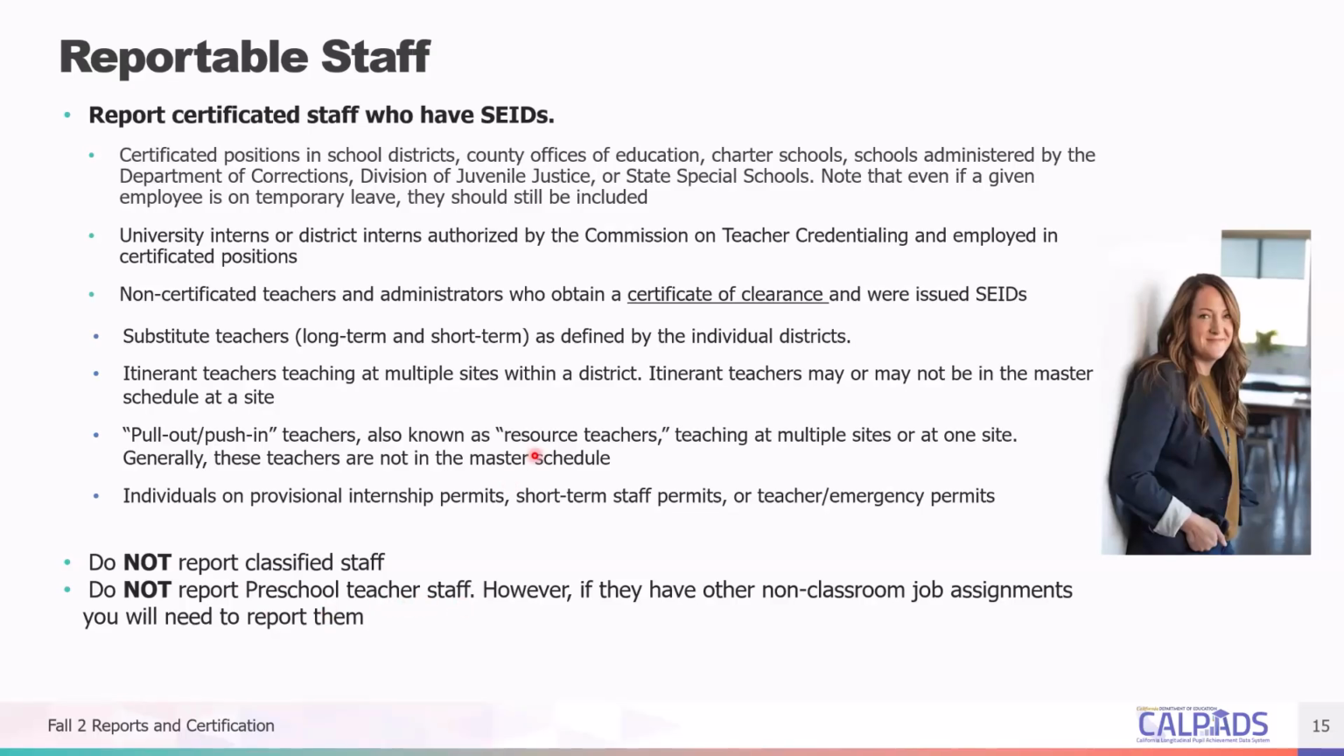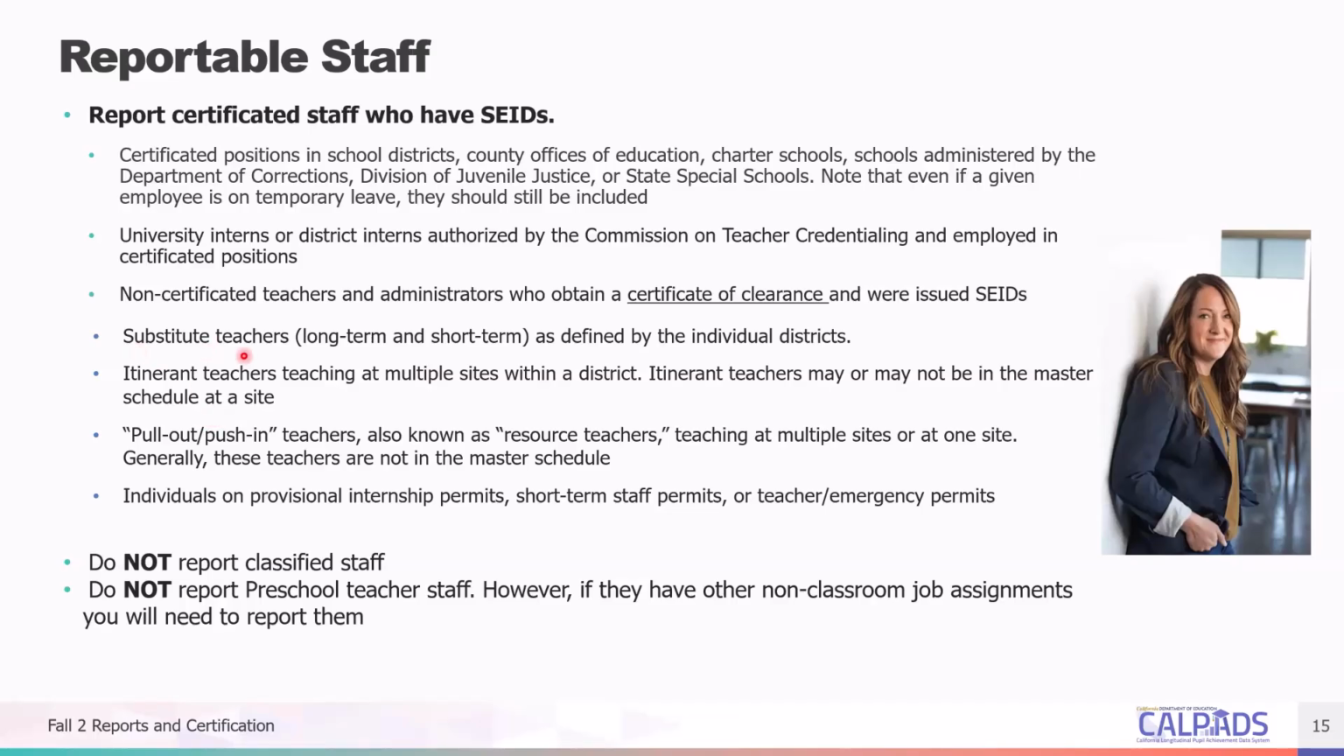So now, with regards to the certificated staff that need to be reported, obviously you report certificated positions in school districts, COEs, charter schools, schools administered by the Department of Corrections, Division of Juvenile Justice, or state special schools. You also report any university interns or district interns authorized by the CTC and employed in certificated positions. You can also report non-certificated teachers and administrators who obtain a certificate of clearance and were issued SEIDs.